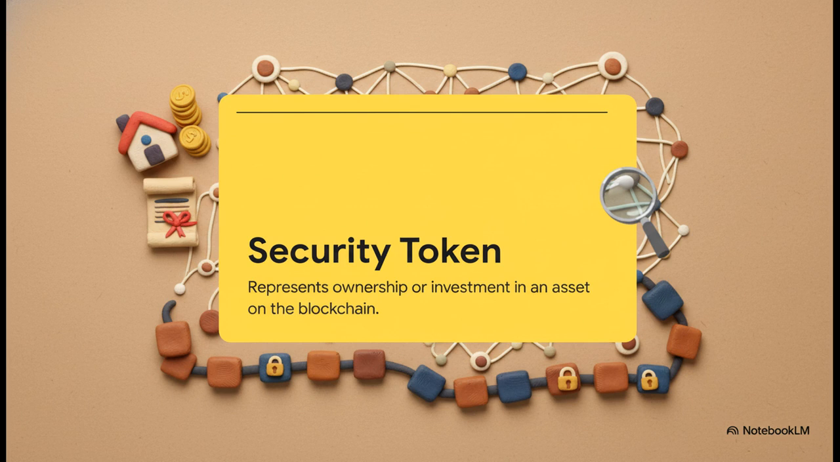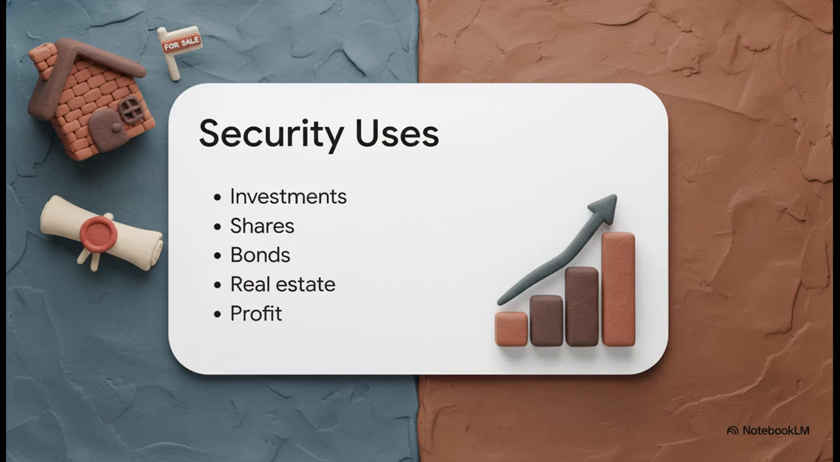The definition here changes the game entirely. A security token represents actual ownership or investment in an asset recorded right on the blockchain. So instead of a digital access key, think of this more like a digital deed or a traditional contract. You're not buying this to unlock a cool software feature, you're holding it because it represents your stake in something real and valuable. These tokens act just like traditional investments.